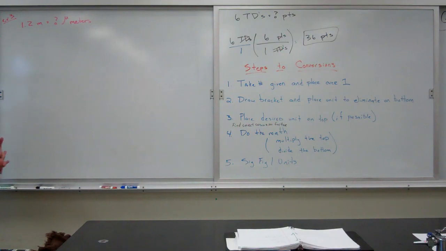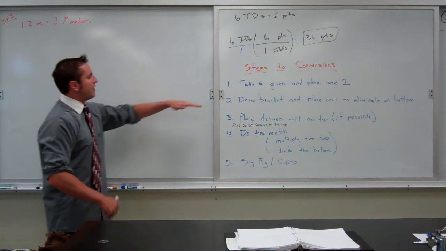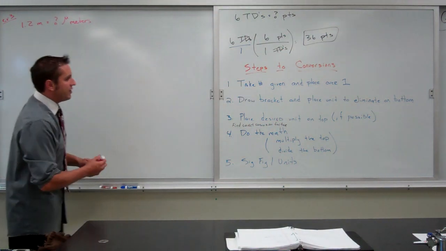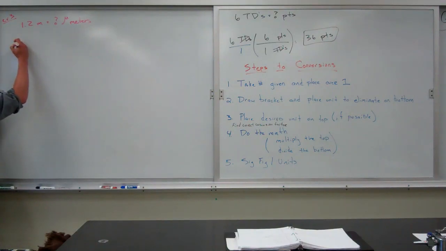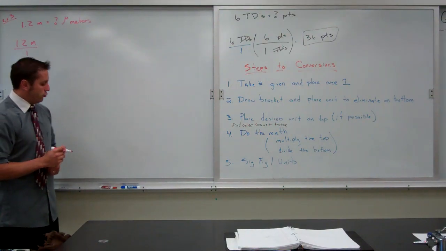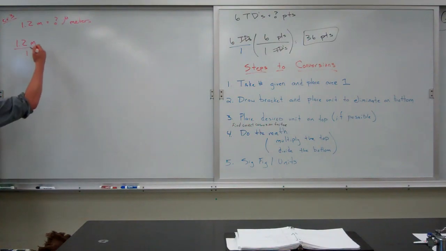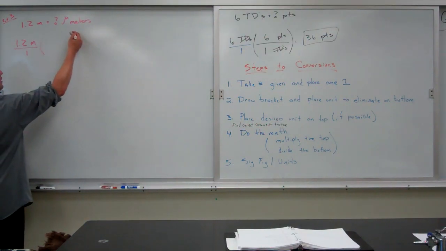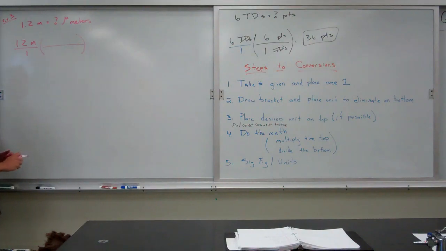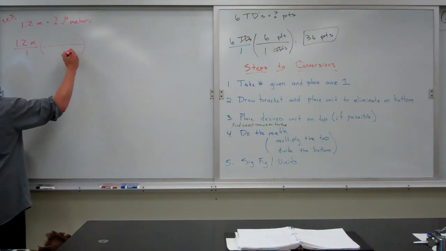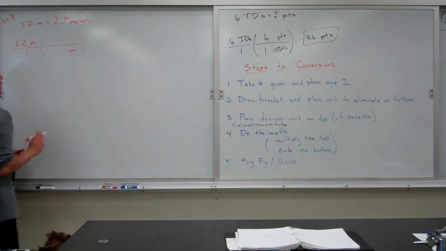All right, so we're going to follow our same steps again. If we were doing this in class, I would say take the number given and place it over 1, which means we're going to take 1.2 meters, place it over 1. Step 2, draw the brackets and place the unit to eliminate on the bottom. So I draw my brackets, and I want to get rid of the unit meter. So we put meters on the bottom.